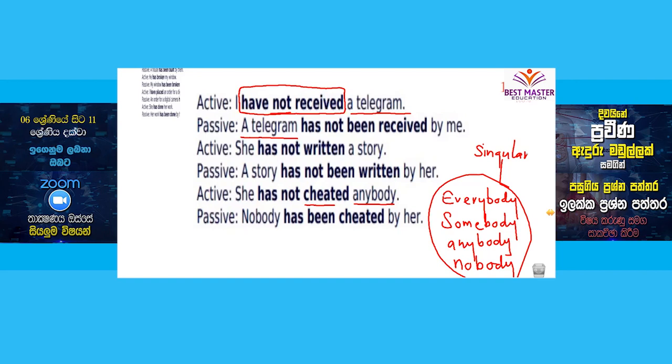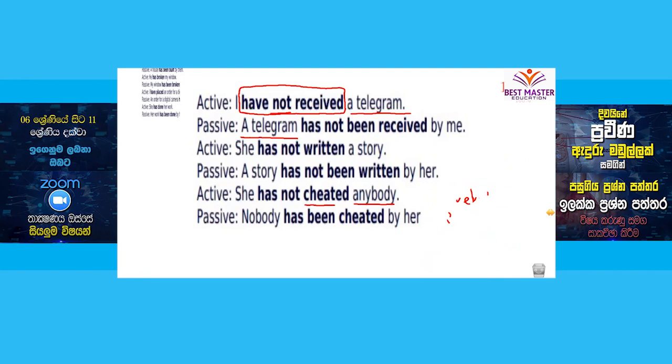Everybody helps me. Somebody comes here. Anybody? Just see. Nobody helps me. You have to use the singular verb with these four bodies. You have to use singular verbs.